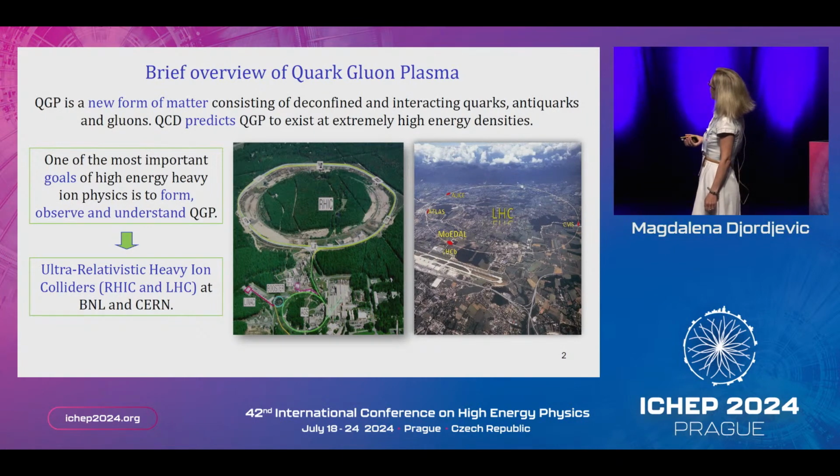Today, it can be created in ultra-relativistic heavy ion collisions in experiments at RHIC and LHC, and thus creating the quark-gluon plasma in these experiments allows us not only to learn more about the properties of this new form of matter, but also to learn more about the origin of matter at its most basic level.